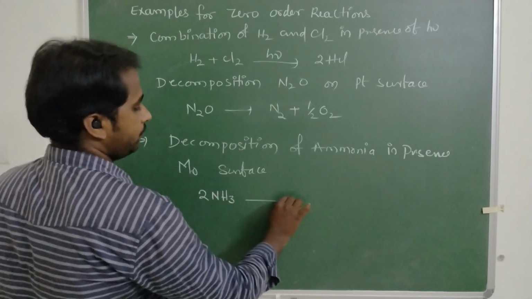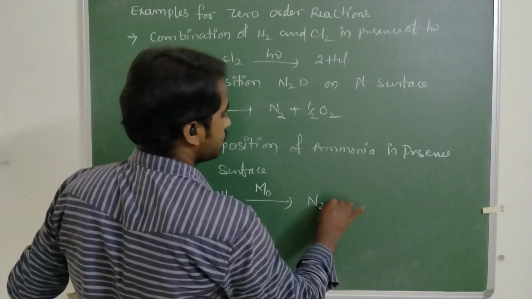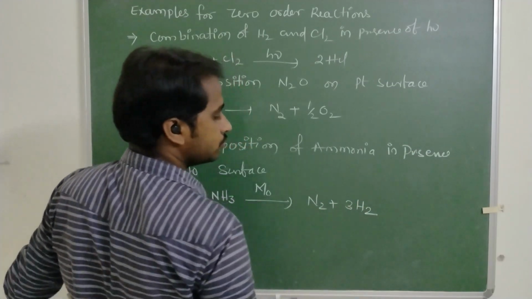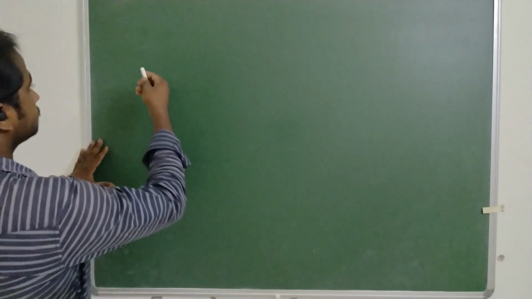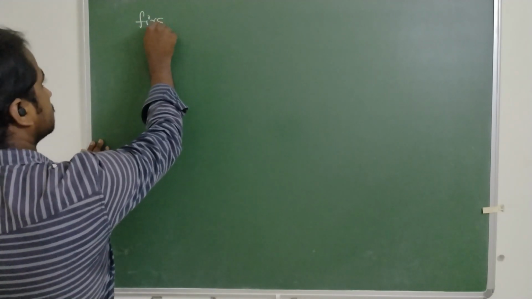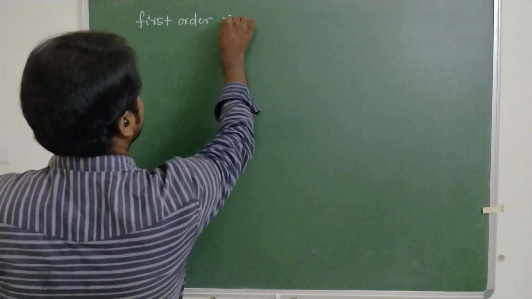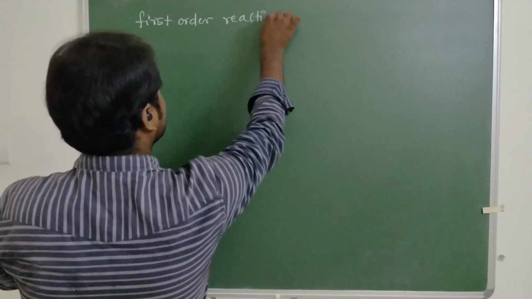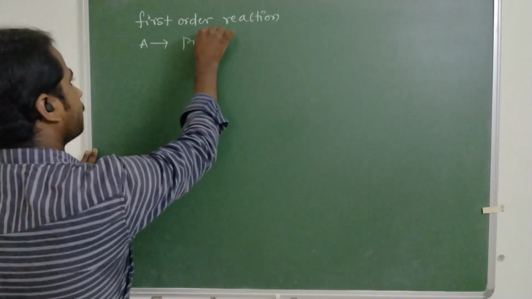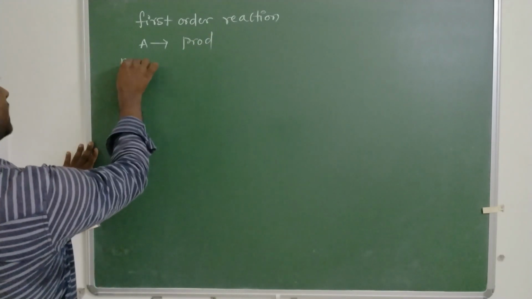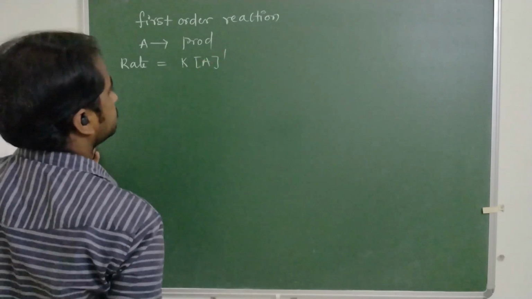NH3 in the presence of molybdenum becomes N2 plus 3H2. Both are gases. Next we will see the first order rate equation. First order reaction: A gives rise to products. Now the rate is equal to k into A power 1.